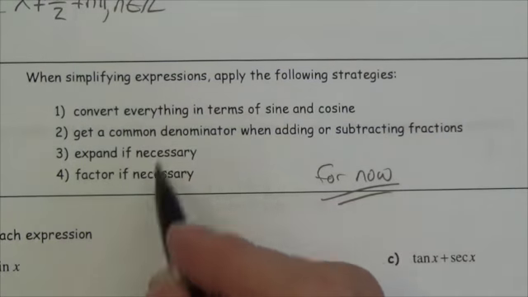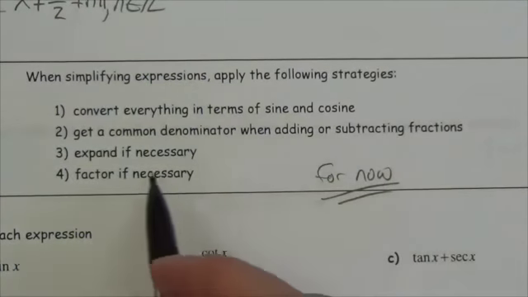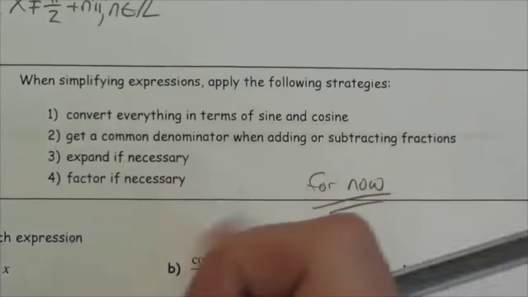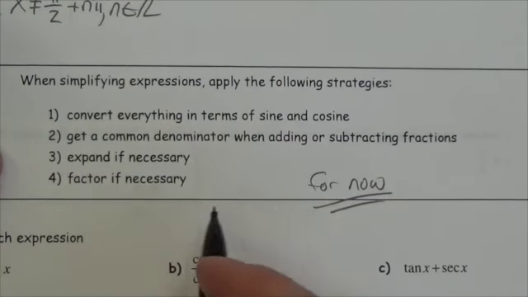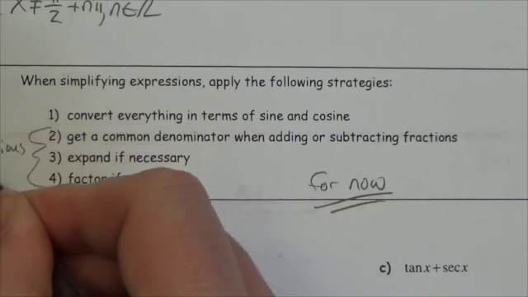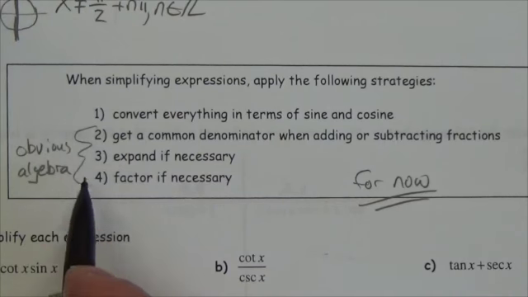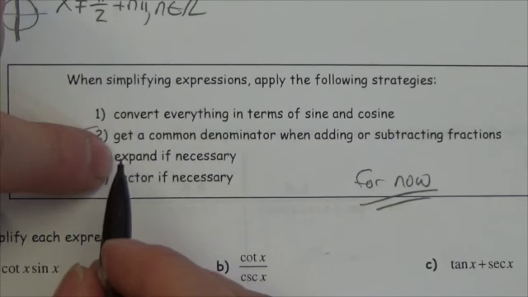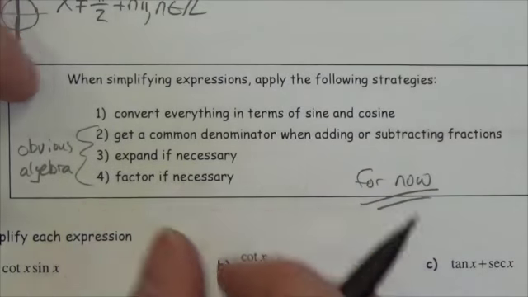In a little while, we're probably going to have to change this approach to adjust for new identities that you're going to see. But for the time being, we're going to convert everything to sine and cosine. If we've got fractions, we're going to get a common denominator. If we're adding fractions together, you can expand if necessary or factor if necessary. Now, these three here are what we might call obvious algebra. Either I'm working with fractions to combine them into one term, sometimes you're going to have to expand to simplify, and sometimes you're going to have to factor to simplify. It kind of depends on the problem.